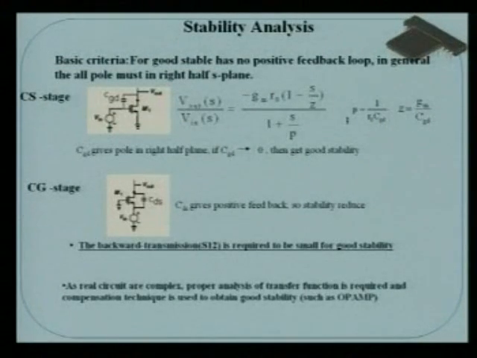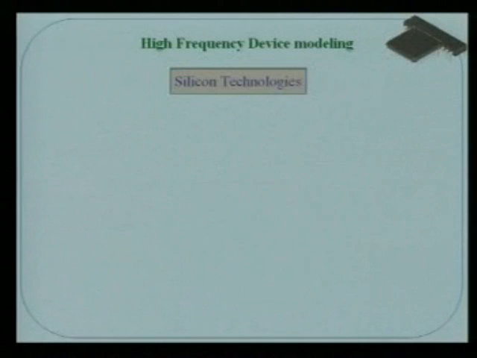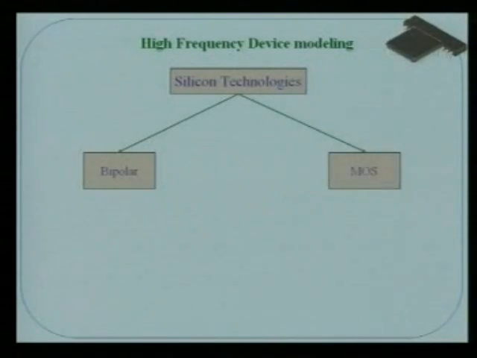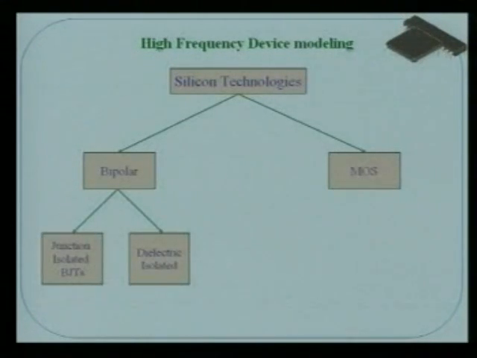So now I am going into some of the basic things of devices at high frequency, how you look into these pictures. For example, a silicon technology, which is basically the bipolar, the BJT. Bipolar means both electrons and holes are the carriers, and MOS devices are single-polarity devices, where either electrons or holes are the major transport element. The bipolar has two classifications called junction isolated BJT and dielectric isolated, depending upon the fabrication steps. And MOS devices are PMOS or NMOS.